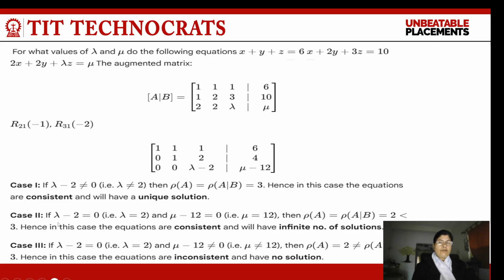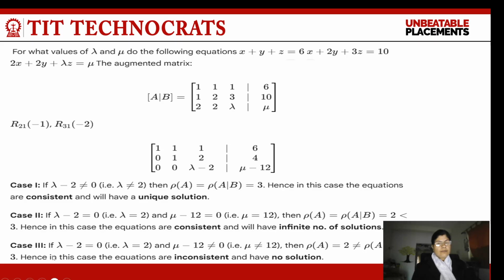Second case: if lambda minus 2 is equal to 0, that is lambda is equal to 2, and mu minus 12 is equal to 0, that is mu is equal to 12, then rank of A is equal to rank of AB is equal to 2. So 2 is less than the number of unknowns. So in this case the equations are consistent and will have an infinite number of solutions.